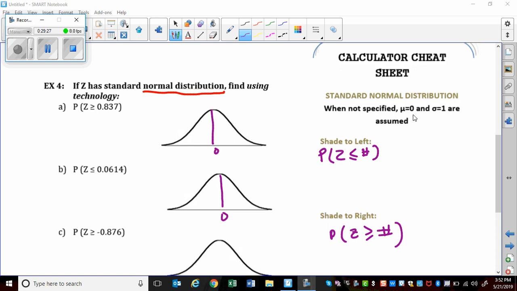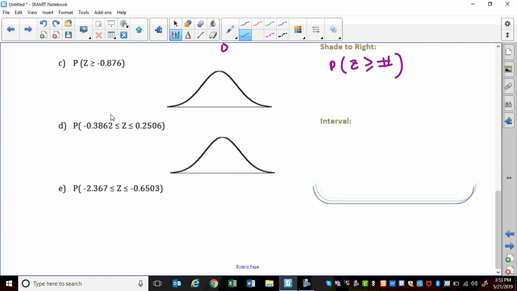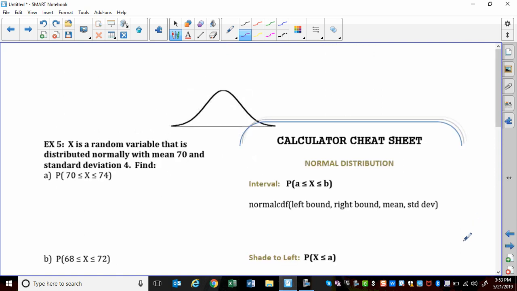Remember, your mean is always 0, standard deviation is 1 unless it specifies. And if you're shading to the left, that's going to be when Z is less than or equal to a number. If you're shading to the right, that's going to be when Z is greater than or equal to another number like A. And if we have an interval, it's going to be something like a D when we have something on the left-hand bound and the right-hand bound.